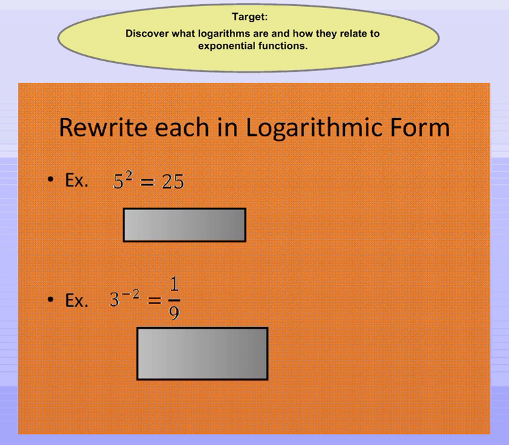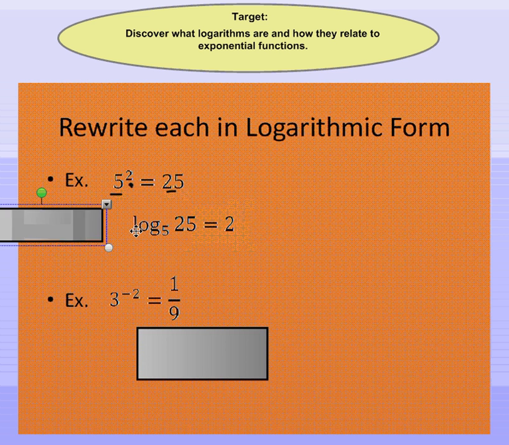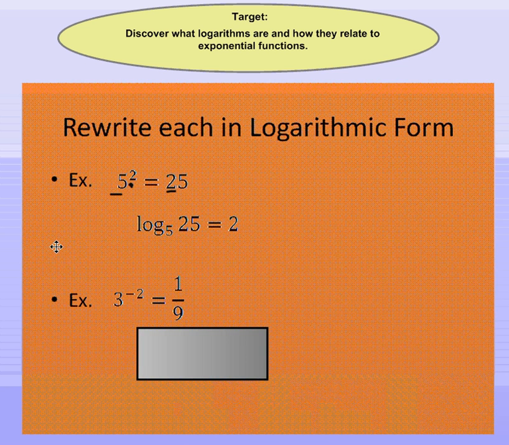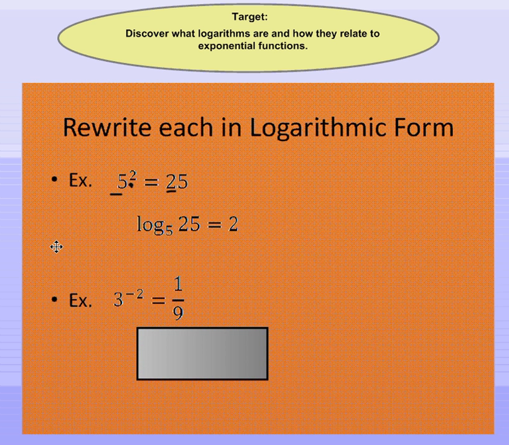Again, identifying the parts. We have a base of 5, exponent of 2, and it equals 25. So we're going to write it in log form. We have log with now a base of 5 of 25, and it equals 2. Basically what this is saying is we have a base of 5, and notice that 5 squared is 25. Those 5s are the same, and it's equal to 2.